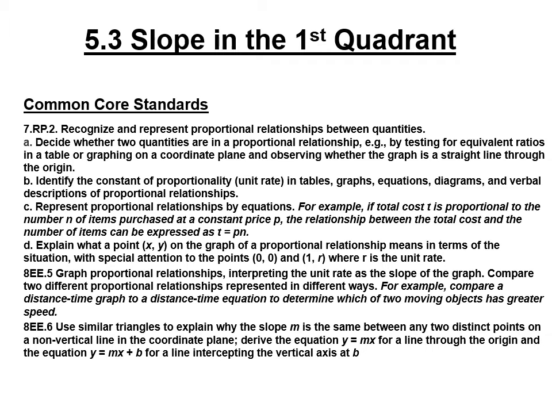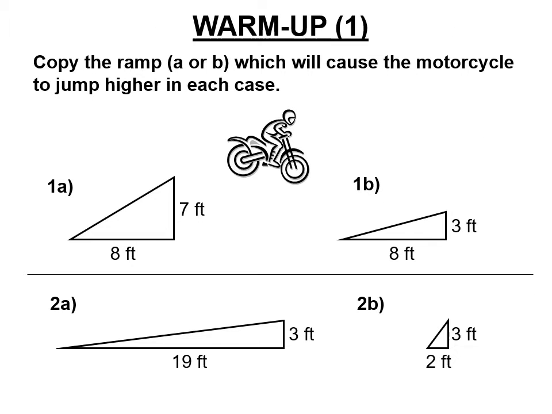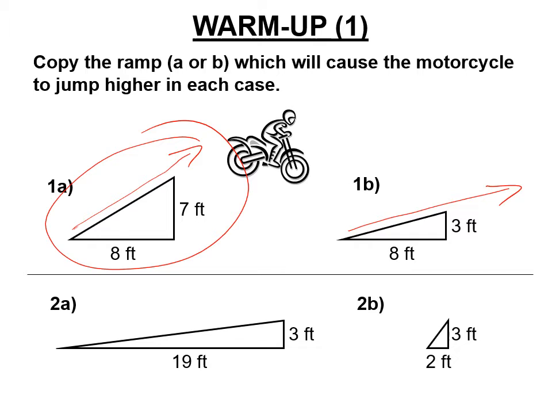So welcome to 5.3. In 5.3, we're going to introduce a totally new concept called slope. I want you to look at these jump ramps and try to describe which one would make the motorcycle jump higher. Well, let's look at this first one. If you're jumping off that, you might go like that. And in this 1B, you might go like that. So I think it's pretty clear that 1A would make a motorcycle jump higher. We're asking for higher, not farther, higher than in B.